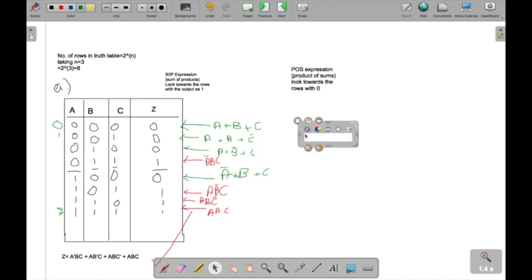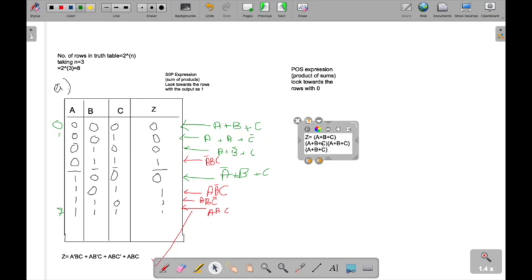So therefore the output of this POS expression, if we consider the POS expression, is going to be A plus B plus C. I'll put the inverses once I get through with the question. A plus B plus C, A plus B plus C, A plus B plus C.